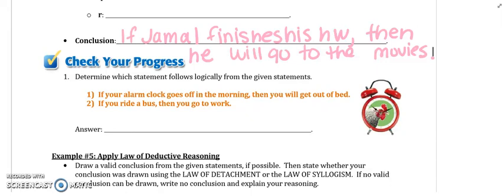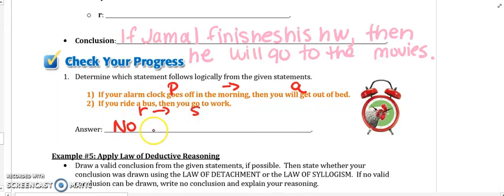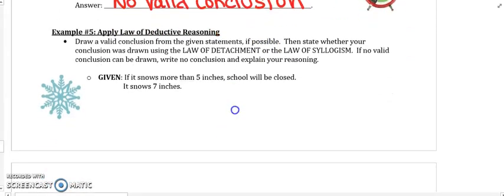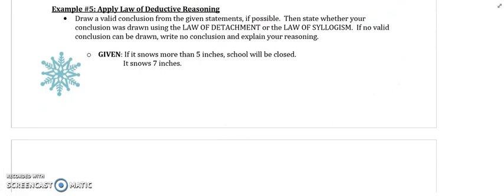Okay, if your alarm clock goes off in the morning, then you'll get out of bed. If you ride a bus, then you go to work. I don't have something repeated. I have a P implies Q, and then I have something totally different, so I'm going to call it R implies S. I do not have something repeated, so you would say invalid or no valid conclusion. There is no conclusion I can logically draw from this. No valid conclusion. Okay.